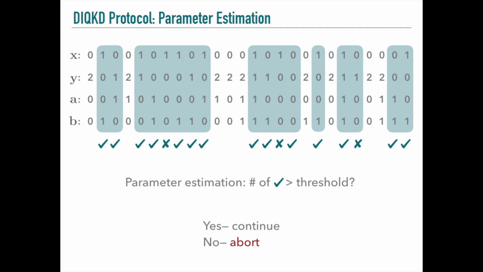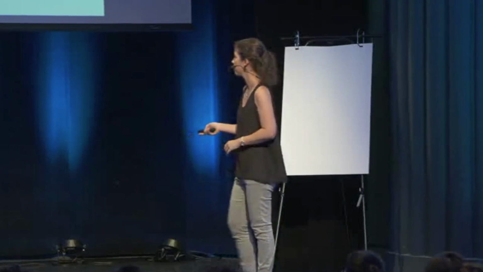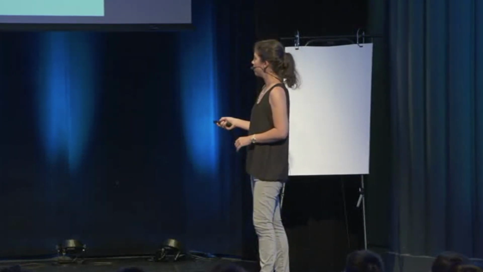And then parameter estimation is basically this very simple thing: we're just counting how many times we won the game, and then checking whether it's above a certain threshold. This threshold is a parameter of the protocol. If it's above the threshold, then we're saying, good, continue, the device should be fine. If not, then we abort the protocol. We're saying, okay, this device is not good enough for us, we don't want to continue with it.